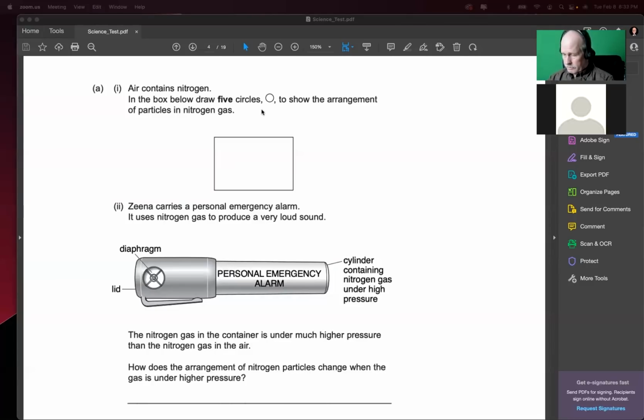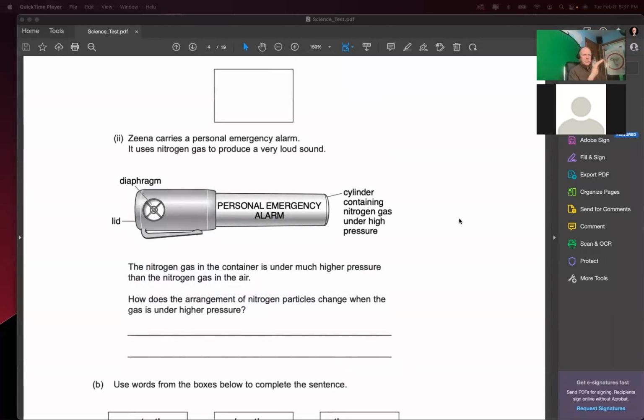Okay, I don't entirely get what this is getting at. I guess they would just be arranged kind of randomly, roughly equally distributed, and they'd be moving with kind of random speeds and direction. All right, so Xena carries a personal emergency alarm. It uses nitrogen gas to produce a very loud sound. And we can see the basic design of this alarm. It's got a lid on it, it's got a diaphragm, and it's got a cylinder with high pressure nitrogen gas.